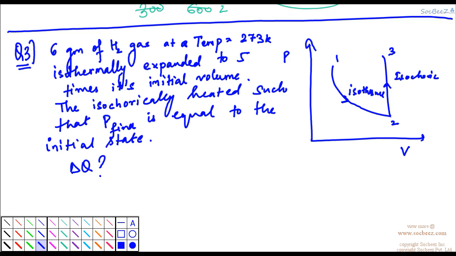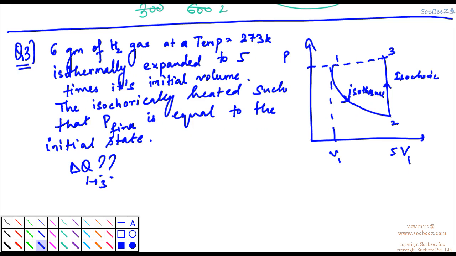You have to find delta Q for the whole process, that is from 1 to 3, right? This you have to find out. So let's try and first of all understand what we are dealing with. Okay, so the gas goes from 1 to 2, then 2 to 3, and the initial volume here was, let's suppose, V1. So the final volume at 2 is 5 V1, that is given to us, and we know that the pressure at the first initial state, that is 1, and the final state is the same.